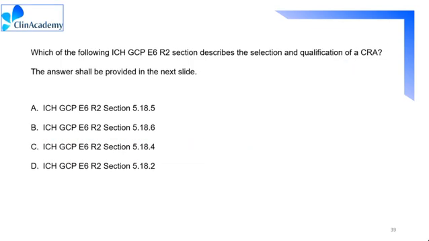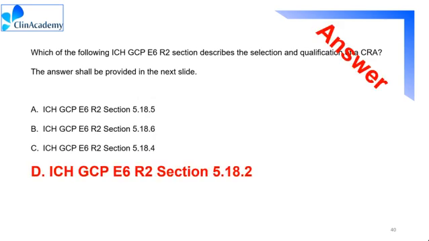Which of the following ICH GCP E6R2 sections describes the selection and qualification of a CRA? The answer shall be provided in the next slide. I hope you have selected the correct answer. It is D, ICH GCP E6R2 section 5.18.2.